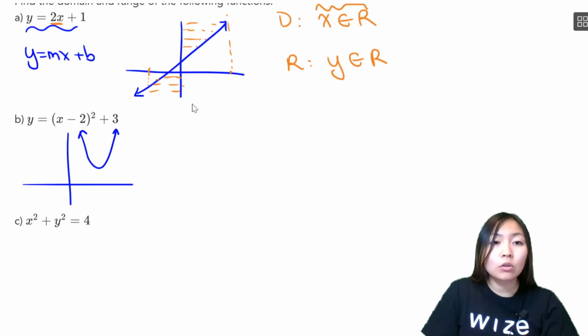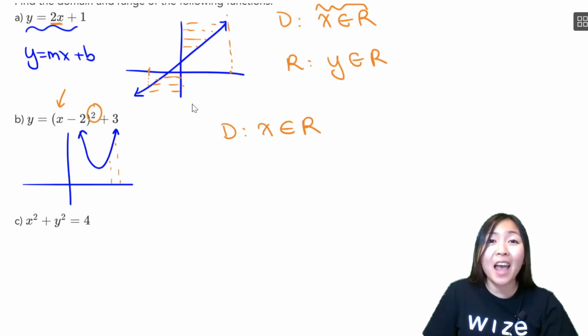So eventually it's going to hit any x value, meaning I can put in any x, positive, negative, 0, doesn't matter. Subtract 2, then square it, which I'm allowed to do with any number, and then add 3. So the domain is x belongs to the real, because I can put in any number for x. Now, there is going to be a restriction on my range.